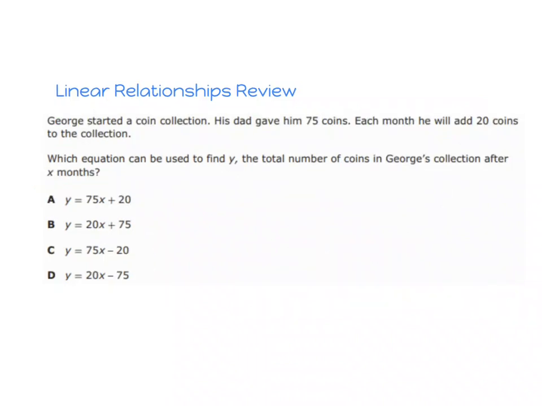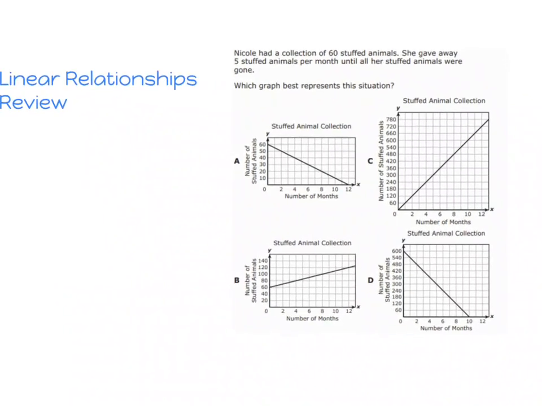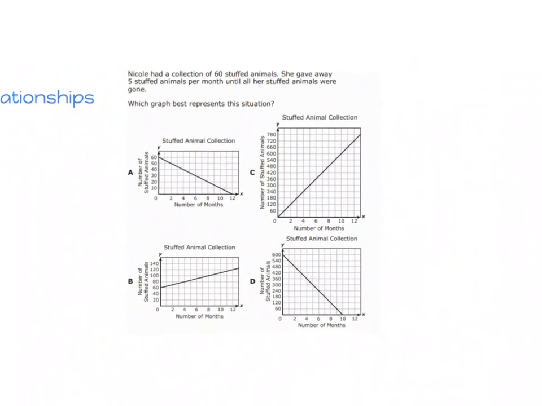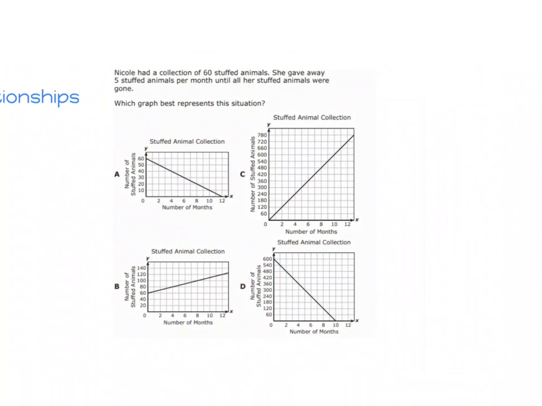Alright, it's your turn to translate this situation into an equation. Here's another linear relationship. I'm going to read it to you, but you're in charge of finding the best graph to represent the situation, thinking through what's happening in the scenario. Nicole had a collection of 60 stuffed animals. She gave away 5 stuffed animals per month until her stuffed animals were gone.